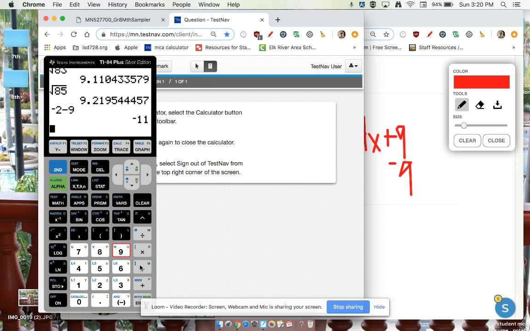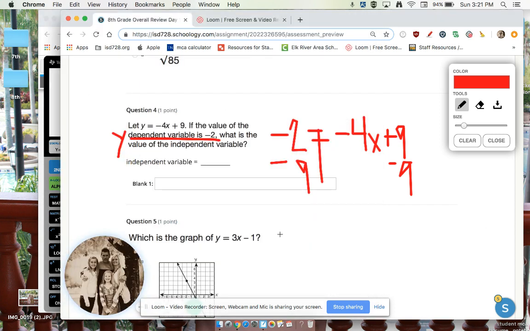If you use the other button, it just goes negative 2 minus 9, like answer minus 2 minus 9. It just doesn't make sense. You have to use this negative button down here. So anyways, that's negative 11. So negative 11 is equal to negative 4x.